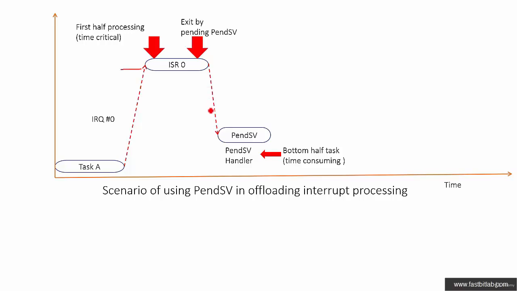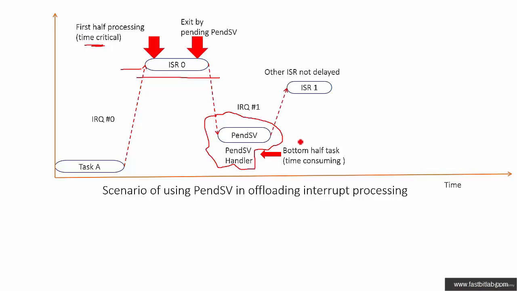In that case, what happens is, when there are no active interrupts or no active ISRs executing in the system, the PendSV handler will run and it can carry out the non-time critical bottom half processing. That's how you can process the second half using the PendSV. That makes this ISR very short, isn't it? It does the time critical thing, pends the PendSV and exits. When PendSV runs, it does all the bottom half processing.